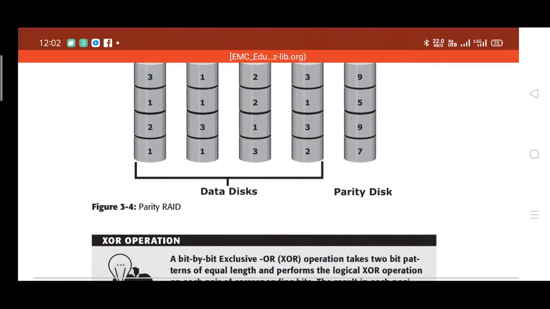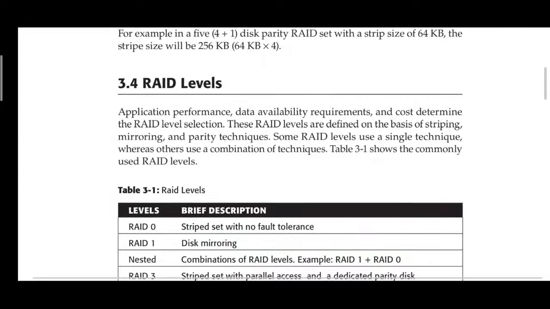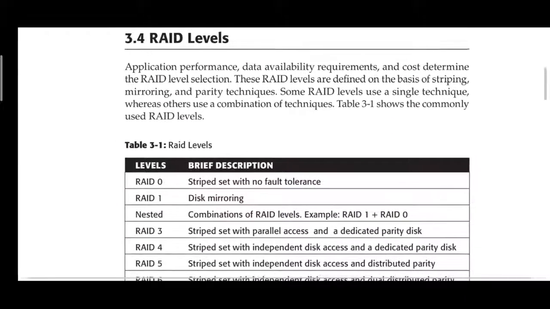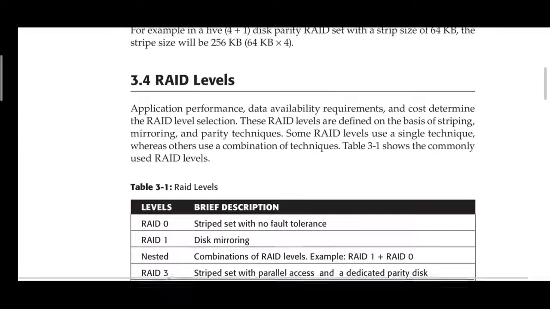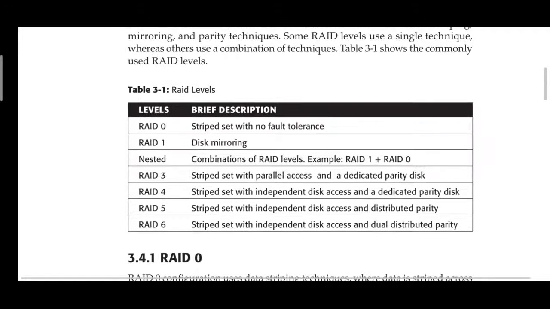Please understand, in the next session we'll discuss the RAID levels in detail. Based on these three major techniques: striping, mirroring, and parity are the three important techniques of RAID. And for RAID levels, we have different levels, 0 to 6 along with nested RAID. Let us see them in detail in the next session.